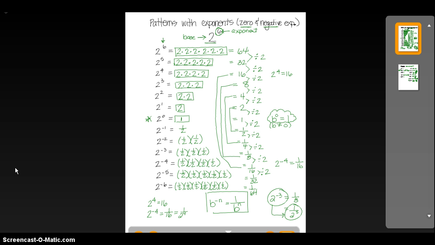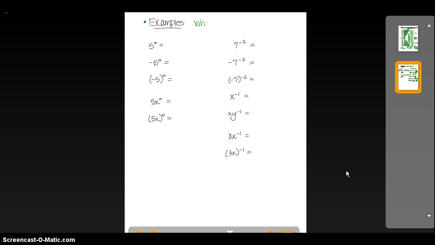Okay, so I have some basic examples here using these 2 rules that we just learned. So 5 to the 0 power, we just learned anytime a base is being raised to a 0 power, our answer is 1. Now, as we do these, I want you to keep this question in mind. What is the base? You want to know what is being raised to the power and what is not, because it's easy to get fooled here. So in 5 to the 0 power, my base is 5. So 5 to the 0 power is just 1.